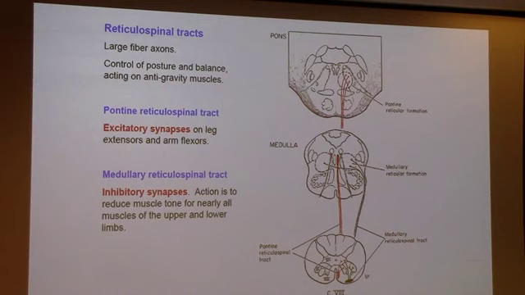We also have the reticulospinal tract. The difference between the two reticulospinal tracts, the pontine one and the medullary one, is that the pontine one has excitatory synapses, an excitation function to your leg and arm muscles. But the medullary one is mainly for inhibition. Together, these two reticulospinal tracts help you control posture and balance, and coordinate your movement.